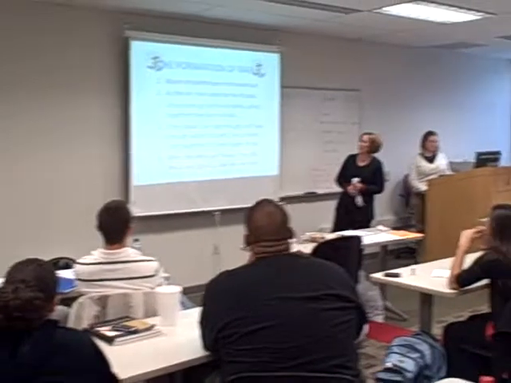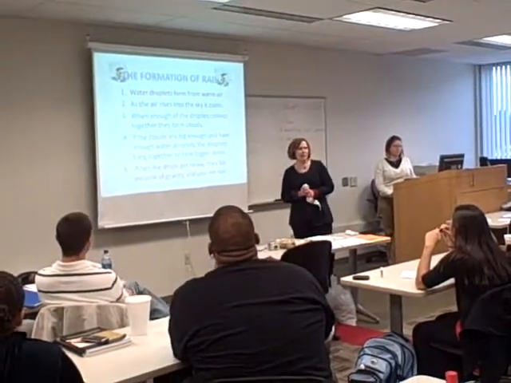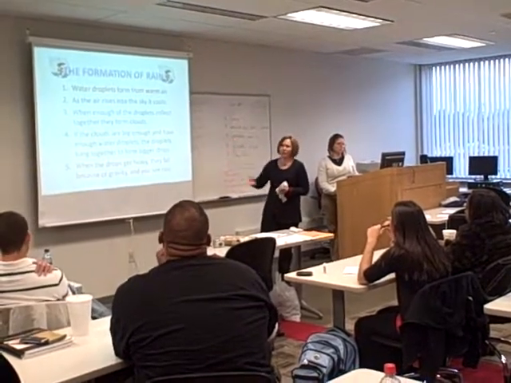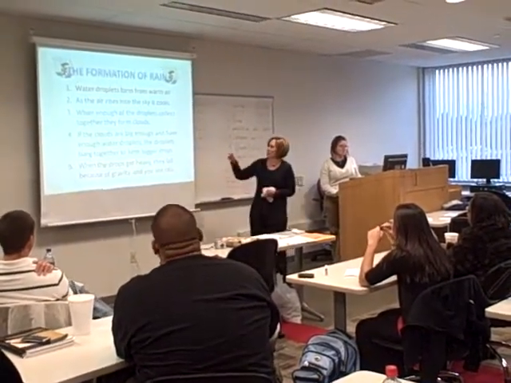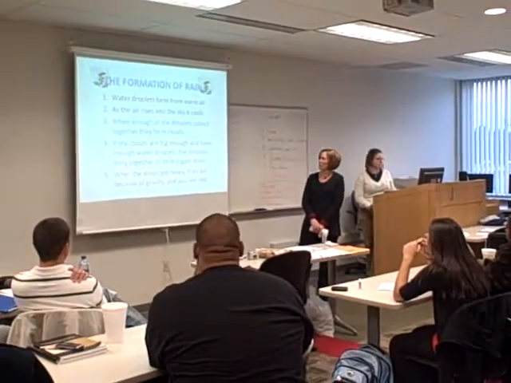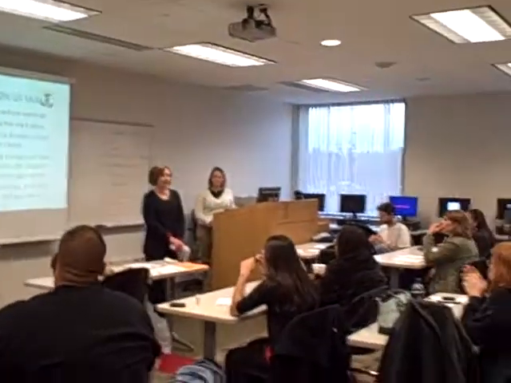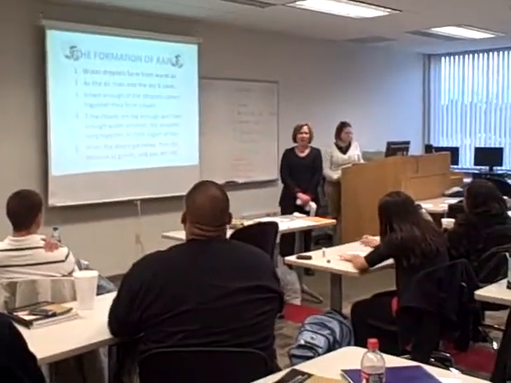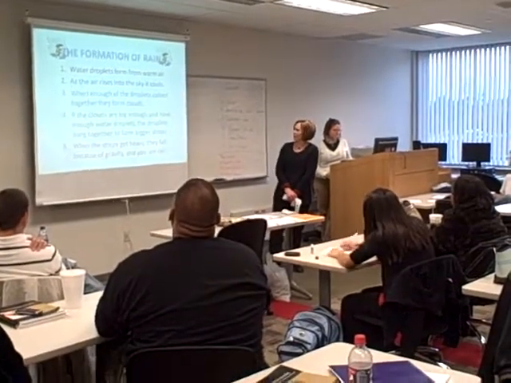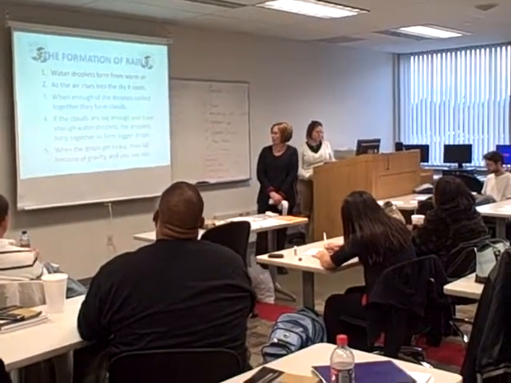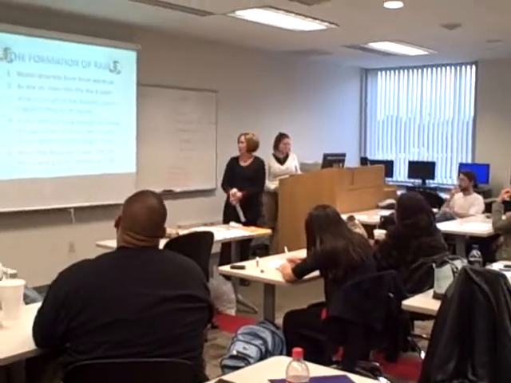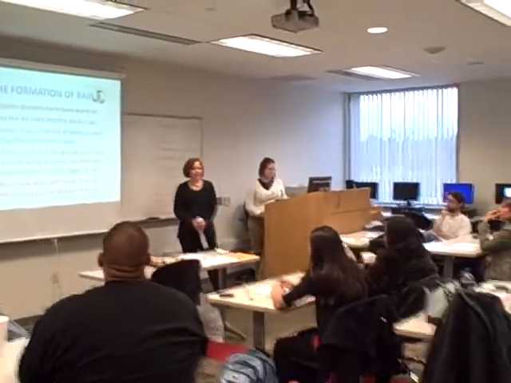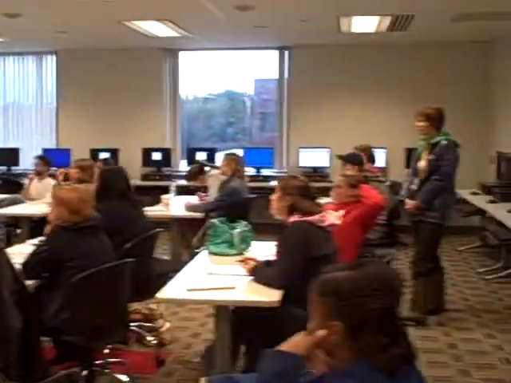The formation of rain. Here we would probably start up with a PowerPoint presentation at the beginning of the lesson and kind of go over how rain is formed. And here you see that water droplets form from warm air, and as the air rises into the sky, it cools. And when enough of those droplets collect together, they form clouds. And if the clouds are big enough and have enough water droplets, the water droplets bang together and they form much larger droplets. And when the drops get heavy enough, they fall because of gravity. And then you see rain.